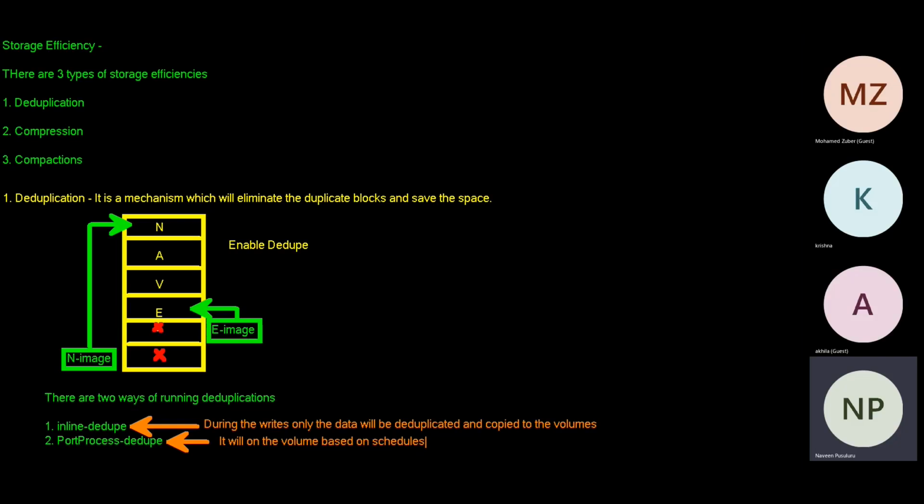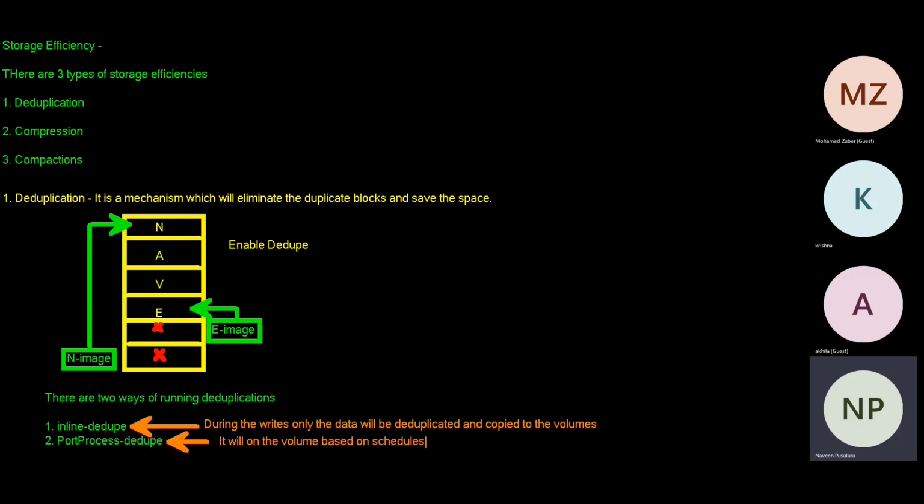Based on the schedule, it will run the deduplication on top of the volume data blocks, and it will identify the blocks and delete the duplicate blocks. That is how it will save the data. Both have the same purpose. The only difference is how and when they work.